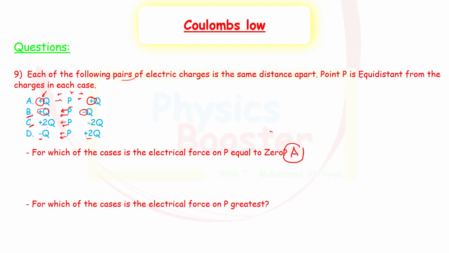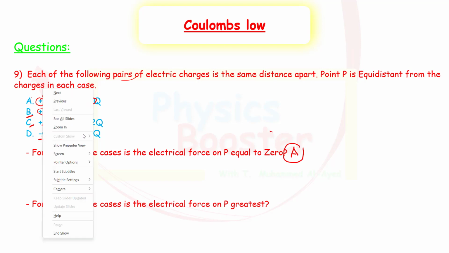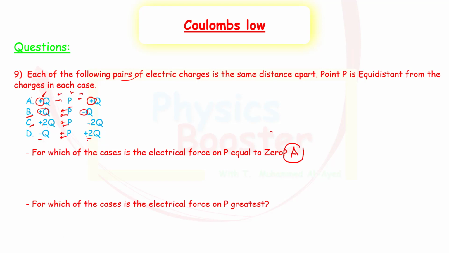Let's look at D. It's being pulled by a certain amount of charge, and it's being repelled by a certain amount of charge. But let's look at case C here. Case C, it's being double pushed and double pulled. So obviously the answer is C.